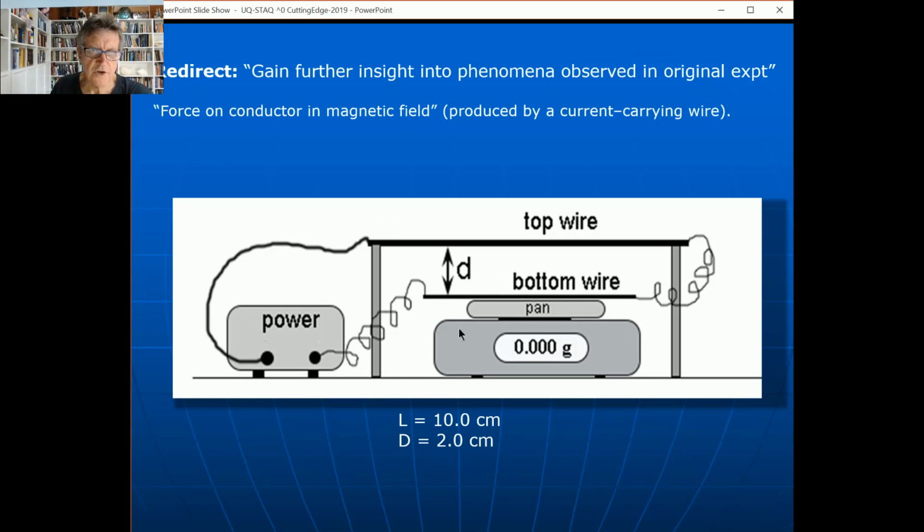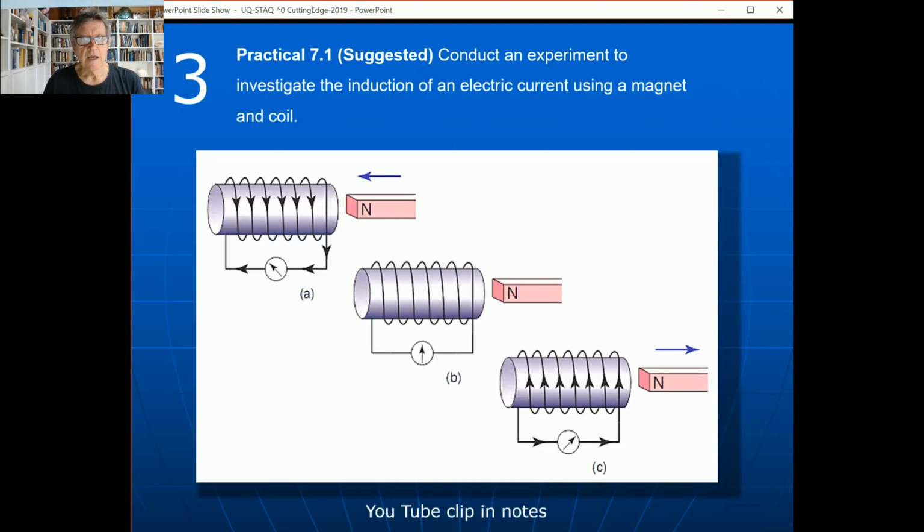It used to be very common back in the earlier days. There was a formula, Ampere's formula, for the force between two current carrying wires. We used to use that a lot. Okay. Look, just quickly on the suggested pracs.